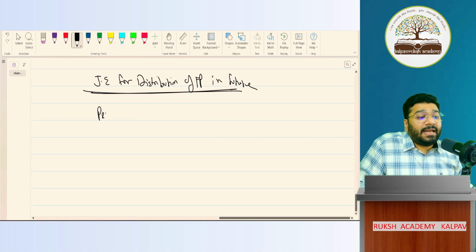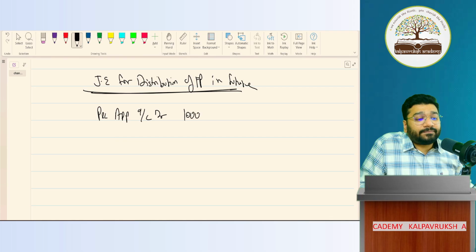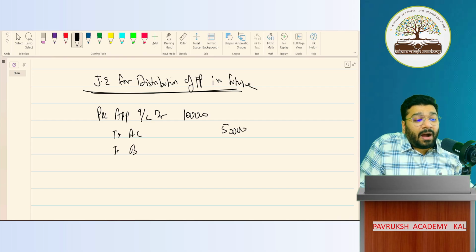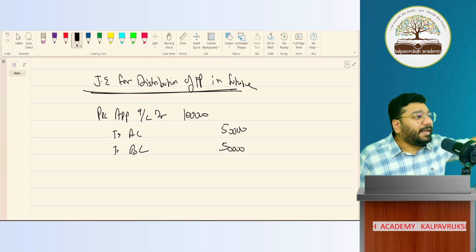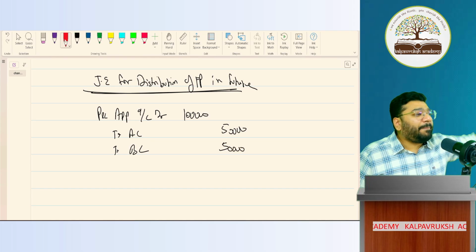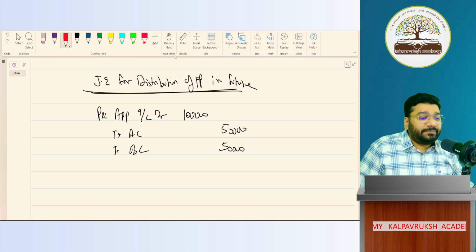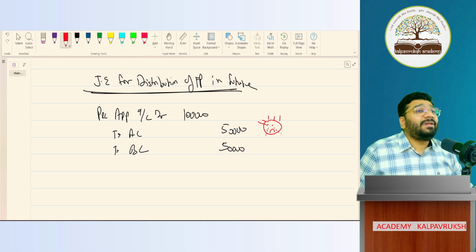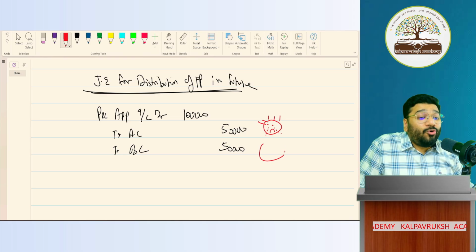Very good. P&L Appropriation Account debit 1 lakh, to Anu's Capital, how much? 50,000. Very good. To Bala's Capital 50,000. Okay, not okay? The moment I pass this entry, who will cry? Who will cry? Anu will cry. Who will laugh, enjoy?